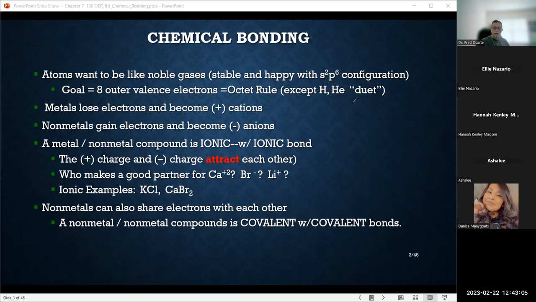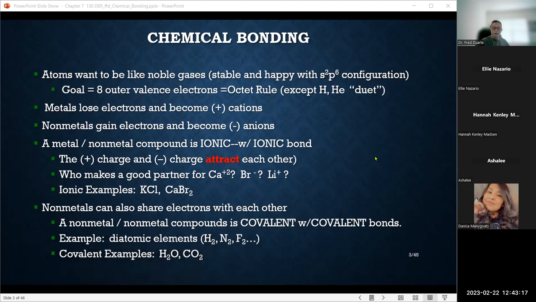So we have here a combination of non-metals, and we have covalent bonds, covalent compounds, where we have sharing of electrons. Some examples of covalent bonds are obviously all the diatomics, and water, H2O, because you see hydrogen and oxygen, both nonmetals. Next example, there's CO2, carbon dioxide. Both of them are nonmetals, so we have covalent compounds.